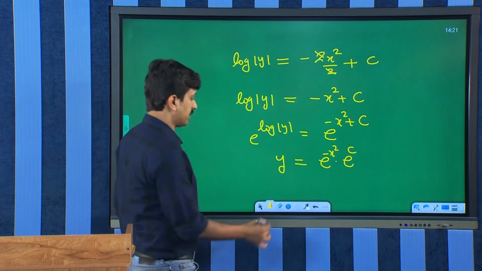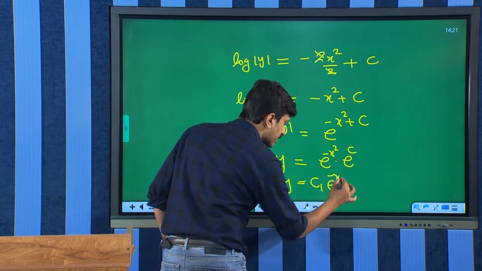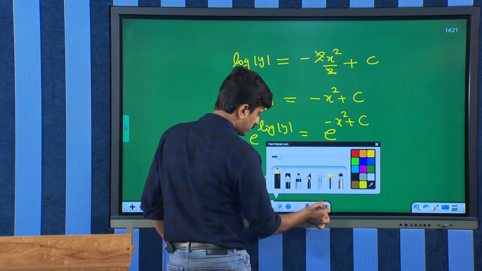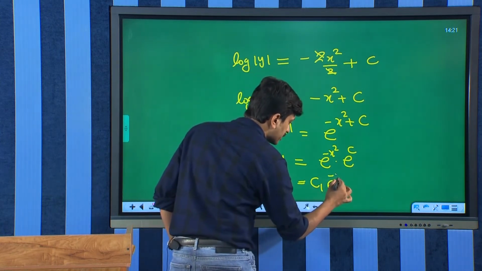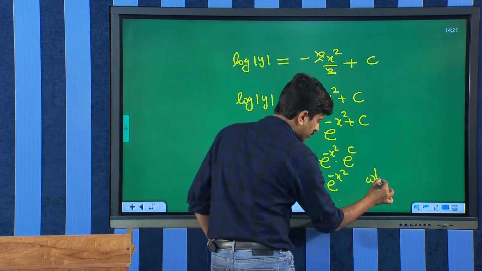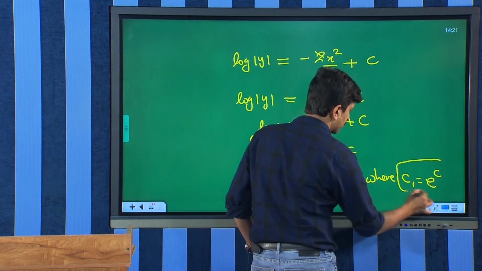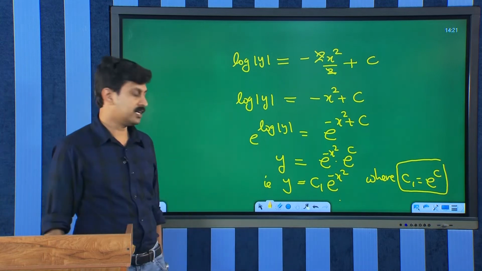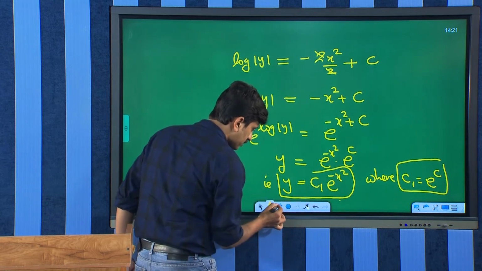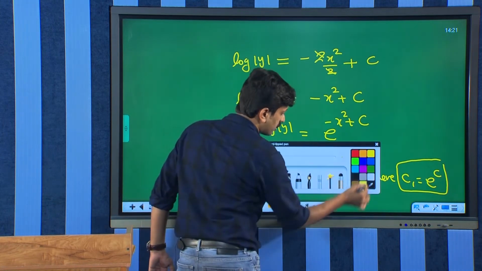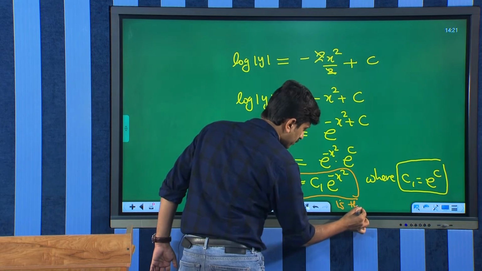We can rewrite this as y is equal to some c1 e raised to minus x square, where c1 is equal to e raised to c. So, this is the general solution of the given differential equation. y is equal to c1 e raised to minus x square is the general solution of the given differential equation.